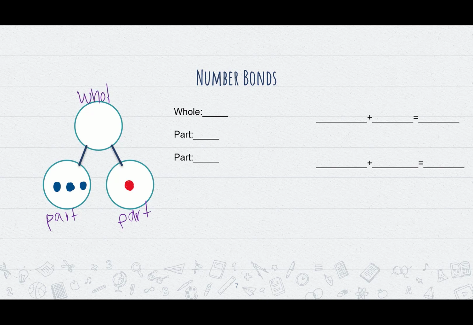We don't know what our whole is, so we're trying to figure that out. So let's count each part. So we have our blue part, 1, 2, 3 in our blue part, and then we have 1 in our red part. So we have a part that's 3 and a part that's 1. And so when we put them together, we're going to draw 1, 2, 3 for our first part, and then we're going to draw 1 for our next part, and then we're going to count them all together. So we're going to say 1, 2, 3, 4. So we have 4 all together. So 4 is our whole.